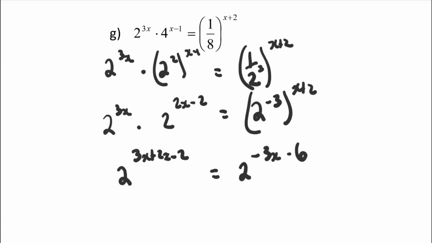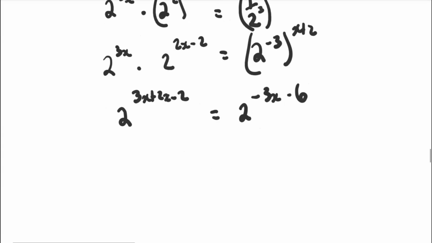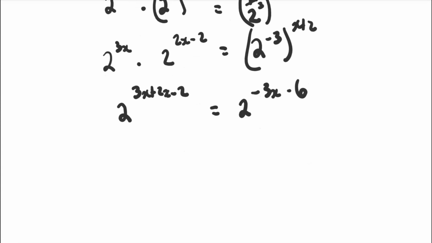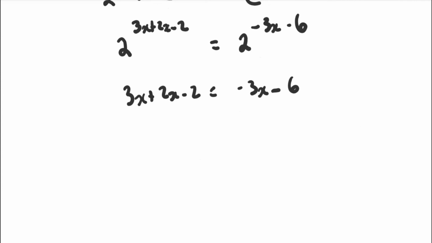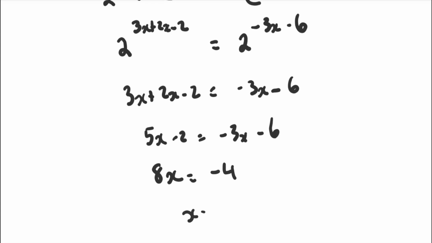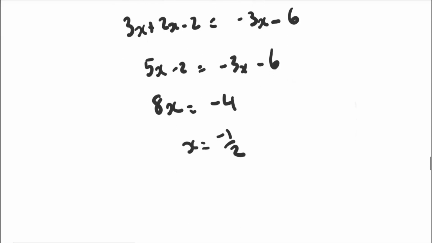So now what we can do is we can drop all the 2's. We drop the powers or the bases of 2, and we're just going to write it as 3x plus 2x minus 2 is equal to negative 3x minus 6. Okay, we can combine like terms here. So this can be rewritten as 5x minus 2 is equal to negative 3x minus 6. Move the negative 3x to the left side, and move the negative 2 to the right. So we'll get 8x is equal to negative 4, which means that x must be equal to negative 1 over 2. Okay, so there you go.